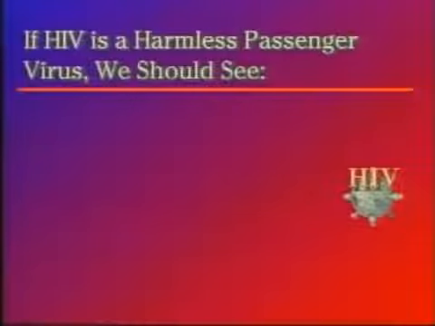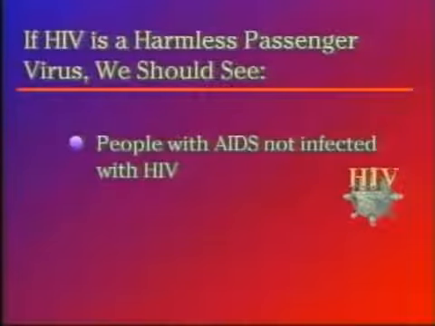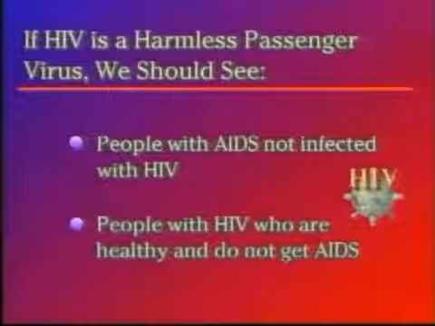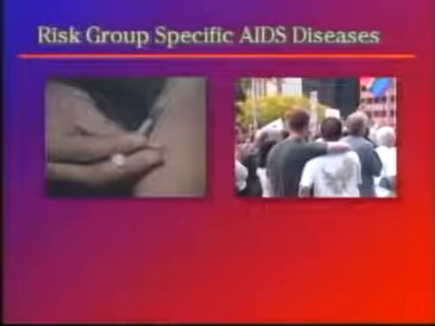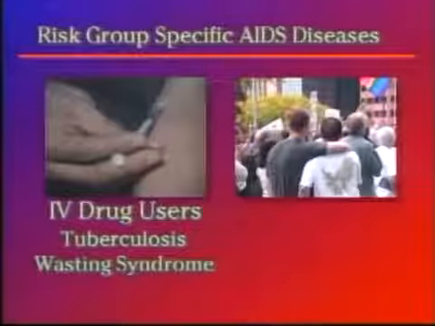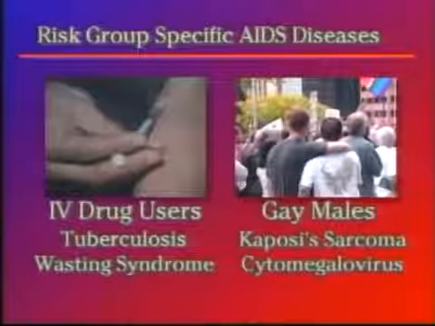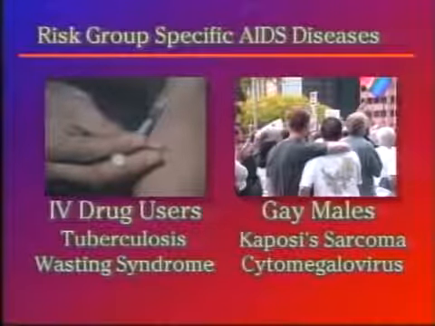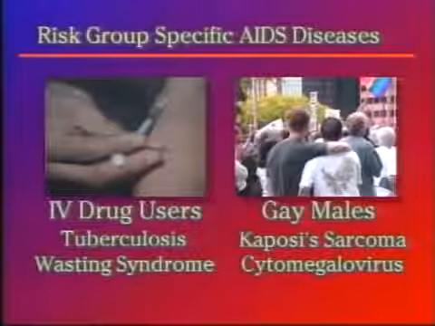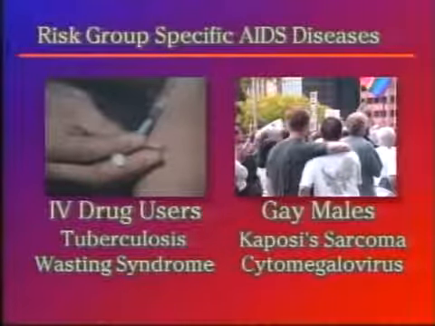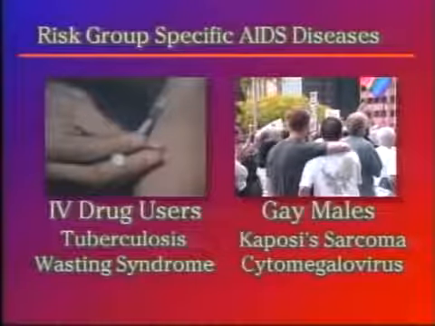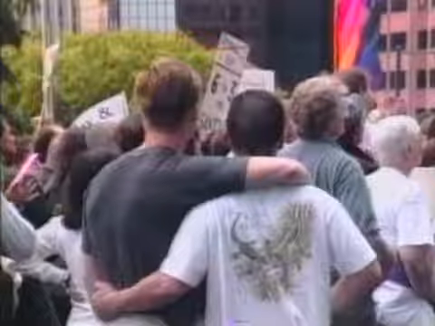They only correlate. So if HIV is a harmless passenger virus that only correlates with other real causes of AIDS, we should expect to see two things: people with AIDS who are not infected with HIV, and HIV-infected people who are healthy and do not get AIDS. And that is exactly what is happening. What's also important is that different risk groups develop different diseases. Why would HIV supposedly cause one set of diseases in IV drug users and another set in homosexual males? Unless HIV is not the cause and other causes are at work. Do we find these specific AIDS diseases in the risk groups among persons who do not have the virus? The answer is definitely yes.